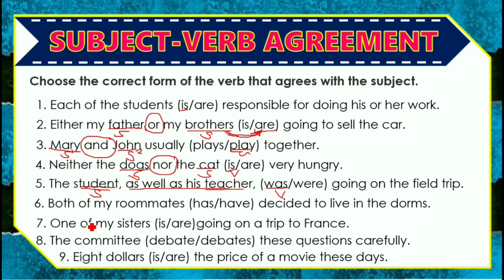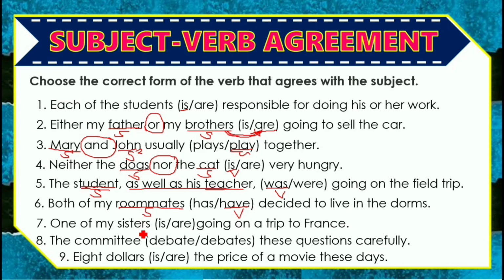Number 6, both of my roommates have decided to live in the dorms. So what is the answer? Of course, it should be have. And why have? Because your subject is roommates. So therefore it is plural. So both of my roommates, that means to say you are talking about two people. And that is plural. Therefore you need to use a plural helping verb, have.